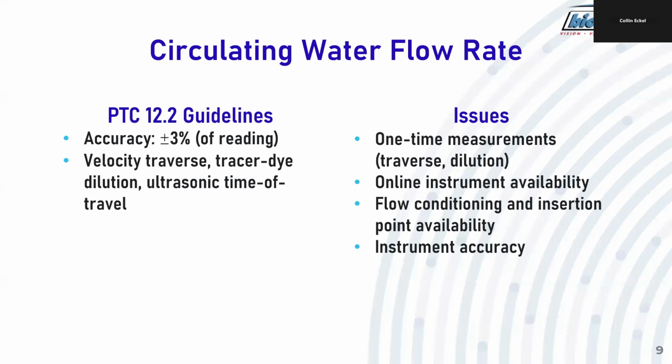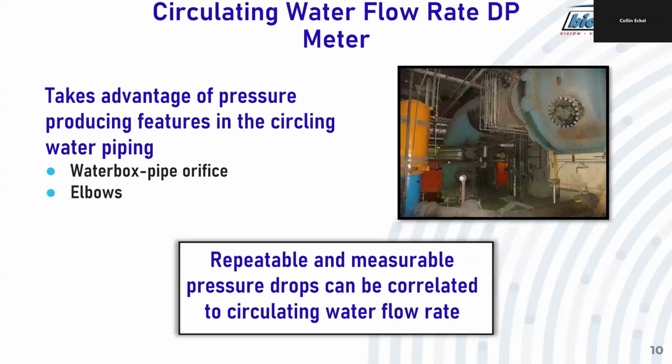The performance test codes recommend using velocity traverse, dye dilution, or ultrasonic time of travel tests, but there are not a lot of instruments out there for flow measurements in pipes ranging from 3 to 8 feet in diameter. So what we recommend, and we use ourselves, is to utilize the natural differential pressure producing features in the condenser circulating water system. The most common place for one of these pressure drops is at the outlet water box to circulating water pipe orifice. These pressure drops are repeatable and measurable.